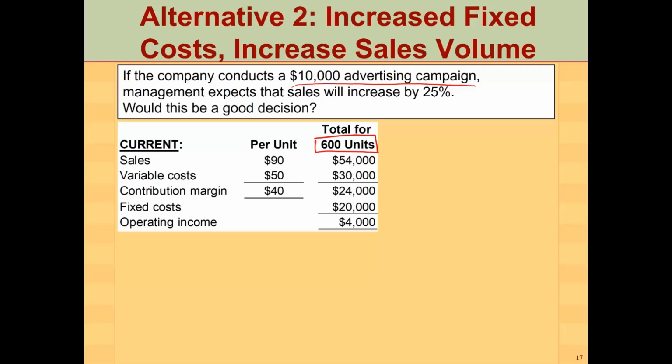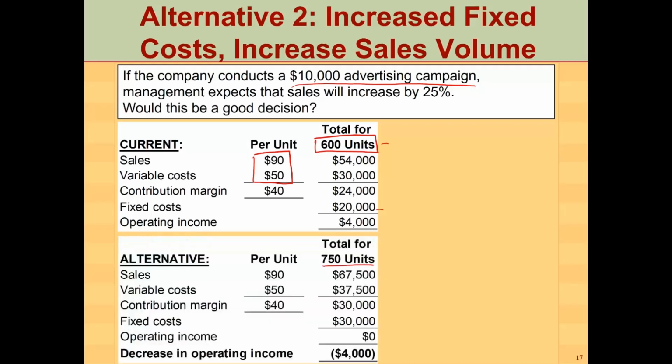So what is actually going to change? The fixed costs are going to change. The units are going to change. The 90 and the 50 are going to stay the same. Pause the video here, see if you can put together a new CVP income statement given those changes in those variables. Once you do that, your units are going to increase to 750.